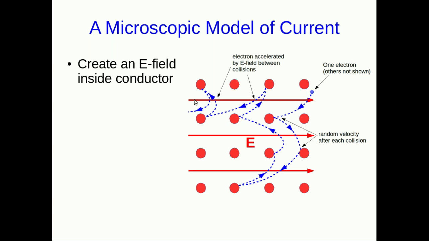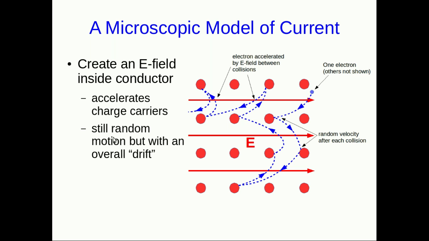And to make a current flow, we need an E field inside the conductor. Now remember, a conductor in electrostatic equilibrium must have an E field inside it that is zero. But that's because equilibrium means none of the charge is moving around. But now we're talking about a metal that has current in it. So what happens? We create this electric field inside the metal, and that electric field will cause the charge carriers, the electrons in this case, to accelerate.